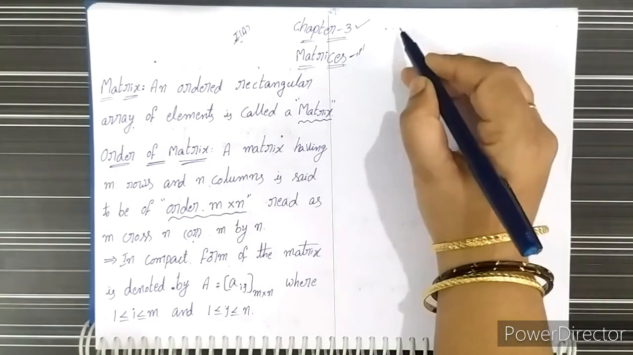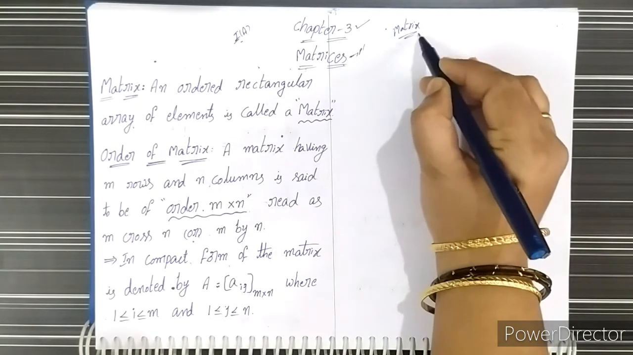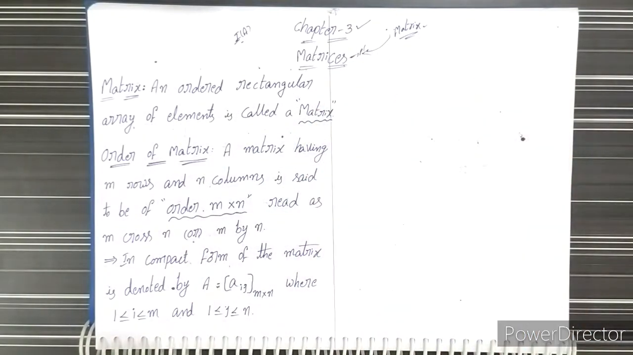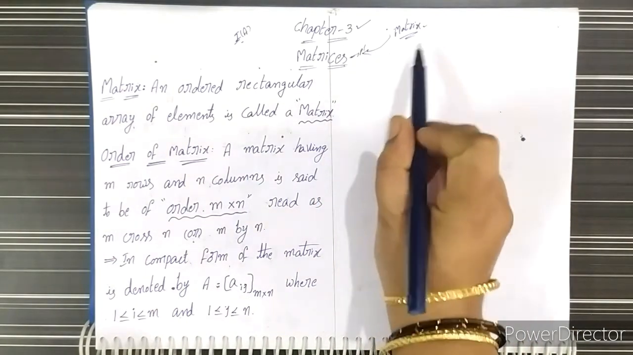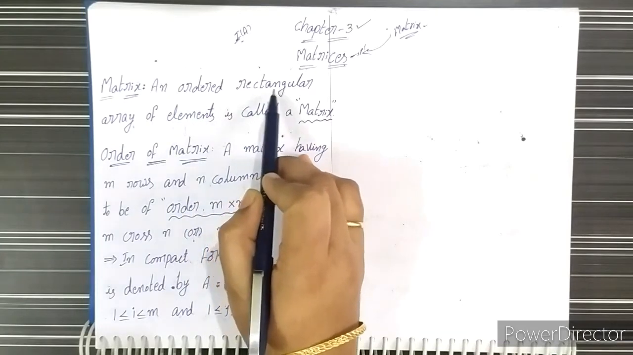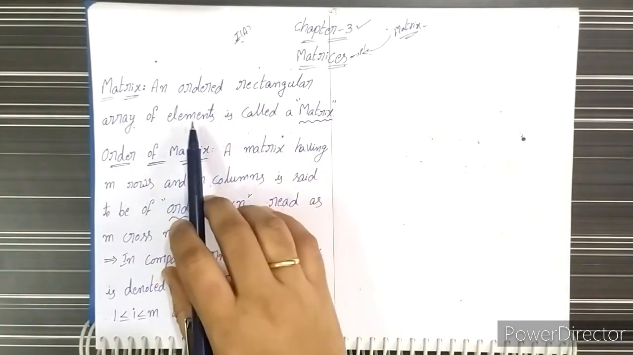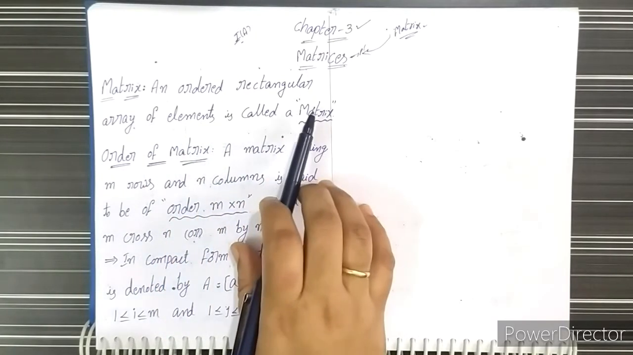Matrices is the plural form of the matrix. Matrix means one single. The plural form of the matrix is matrices. First, we know the definition of matrix. An ordered rectangular array of elements is called a matrix. Matrix is nothing but an ordered rectangular array of elements.